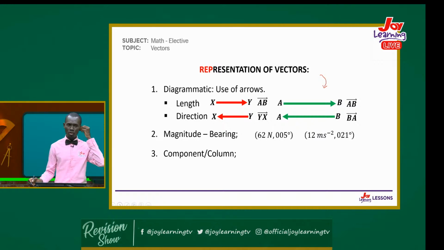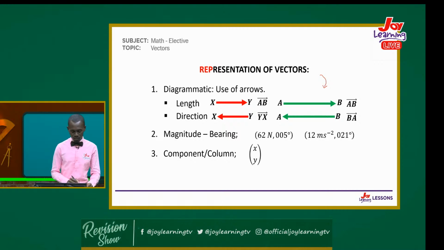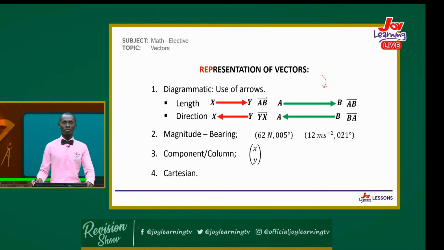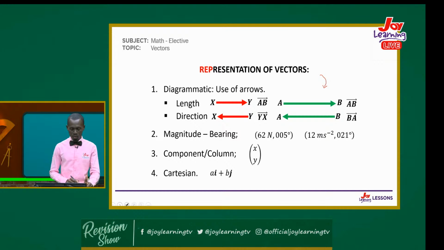Then we could also represent it as a component. In other words, I could write it in a column form, which you're probably used to, xy. All right, so this is a component form. Now notice there is no line between x and y, so it is not x divided by y or x over y. It's simply xy. And then you could represent it in the Cartesian or algebraic form, which is what we have used quite a lot today. ai plus bj, where a could be any number, 3, 4, 5, anything. So these are the representations of vectors.